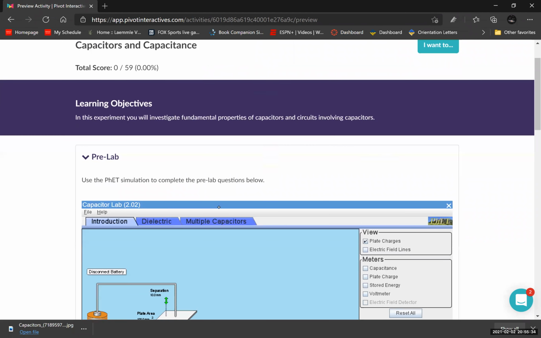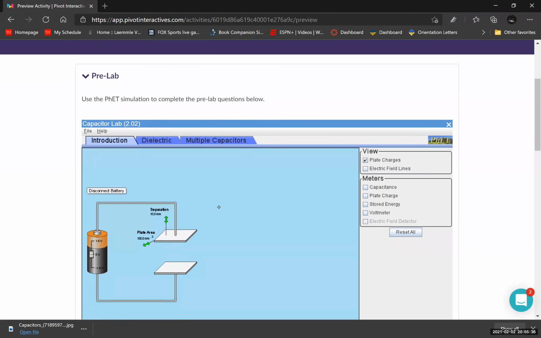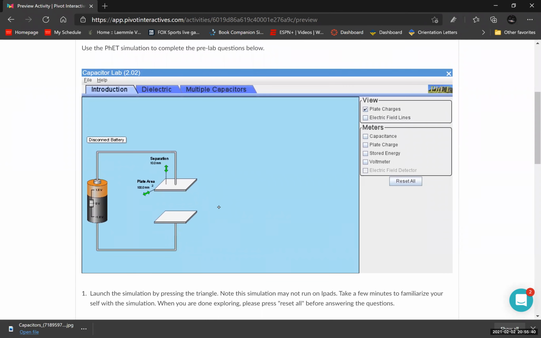All right, so it's a nice simulation that you can open in your browser. You can see right here's a parallel plate capacitor. This simulation allows you to make changes to your parallel plate capacitor: make the area bigger, make the distance larger or smaller, insert a dielectric and things like that. You can even do multiple capacitors, which we're not really doing in this.